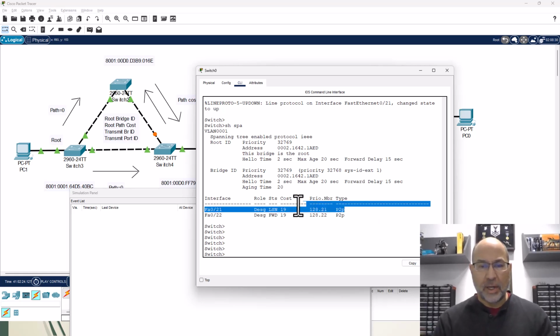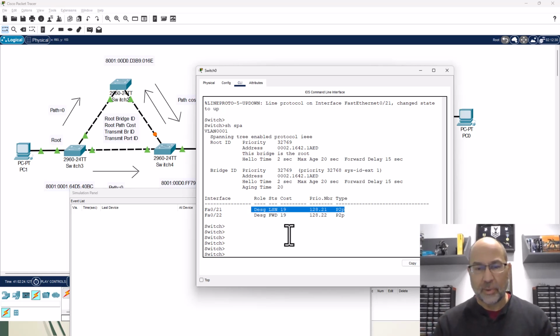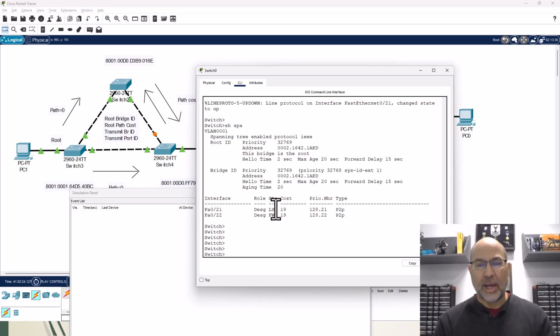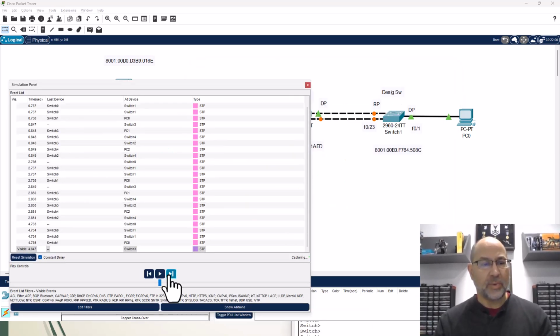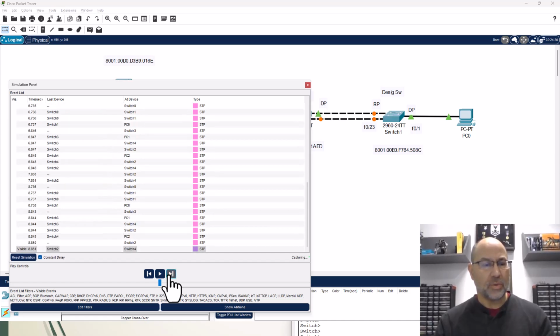So I can see right here that port 21, I switched real quick to get it from the beginning, but we can see right now that I'm listening, right? I'm in listen state. It's listening for BPDUs. So we'll let this run for a couple of seconds. Now we need to get to about 15 seconds or so. That'll about do it.